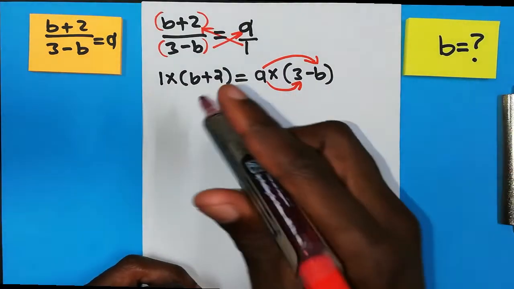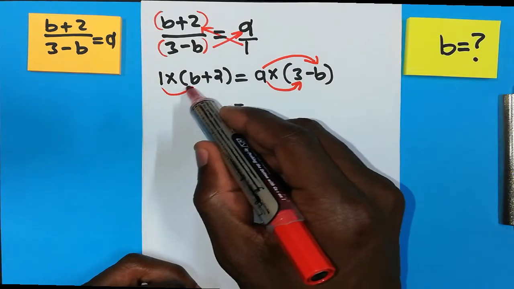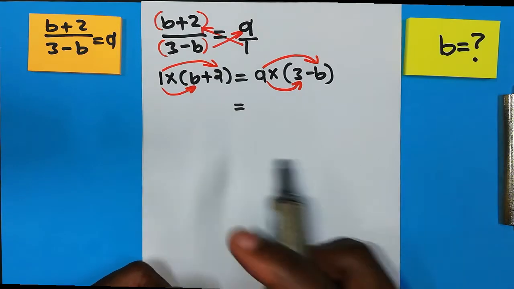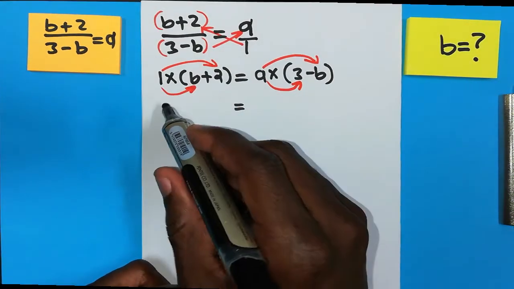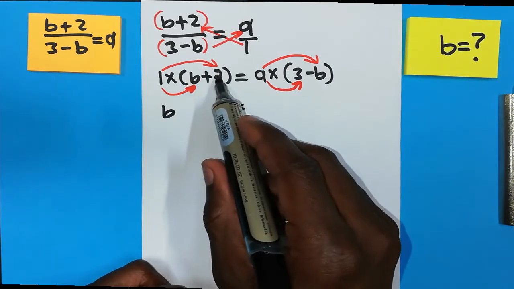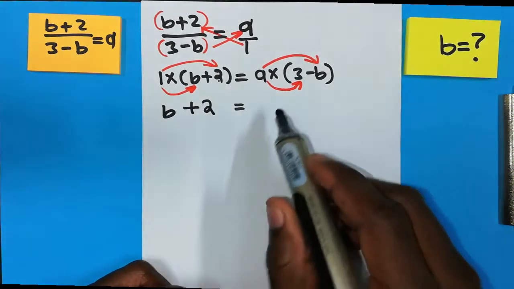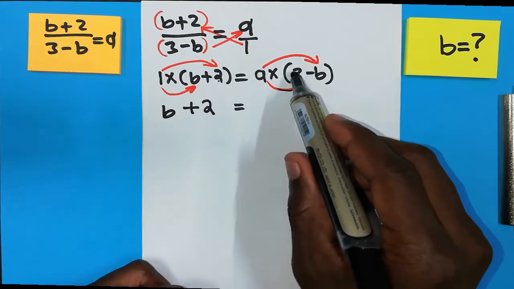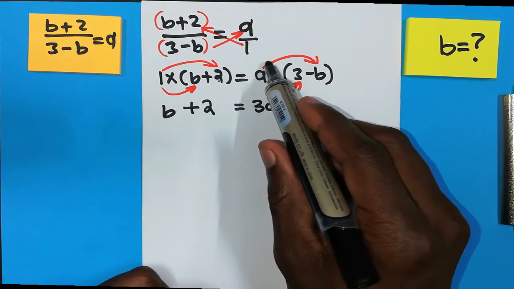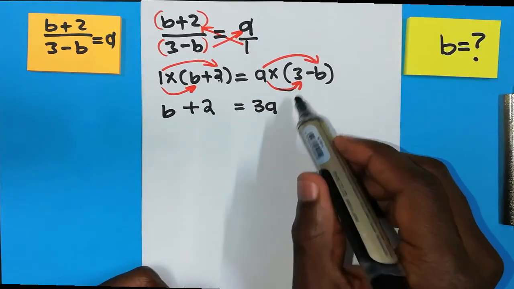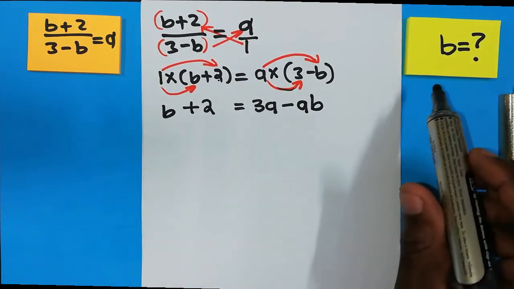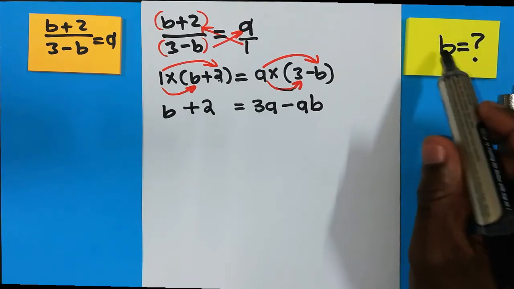All right. So same thing will happen here. 1 will multiply b, and 1 will multiply 2. How do we do that? So 1 multiplied by b is b, and then 1 multiplied by positive 2 is positive 2. All right. a multiplied by 3 is equal to 3a, and then a multiplied by negative b is negative ab. Good. Now the question says make b the subject of the formula.